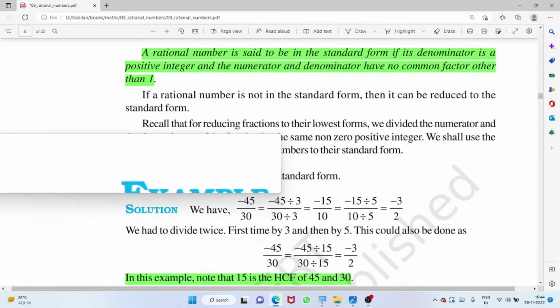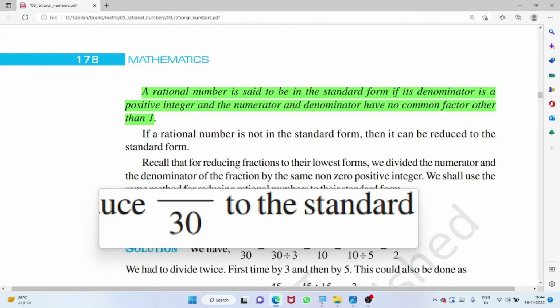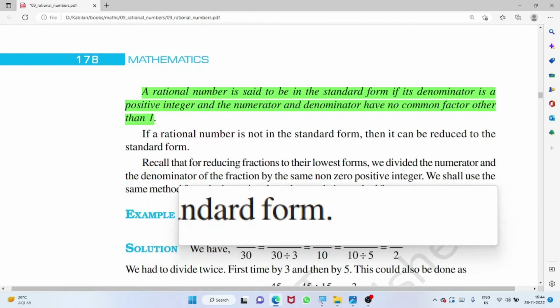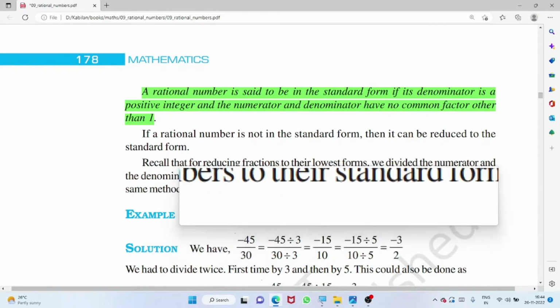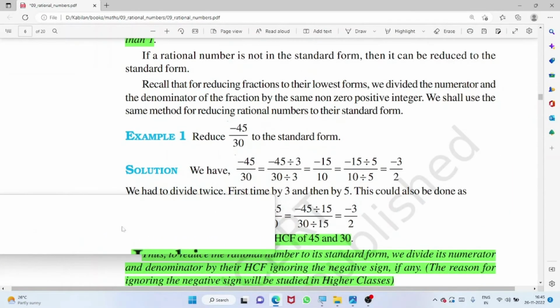A rational number is said to be in the standard form if the denominator is a positive integer and the numerator and the denominator have no common factor other than 1.